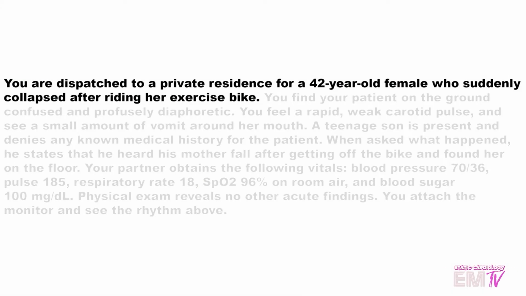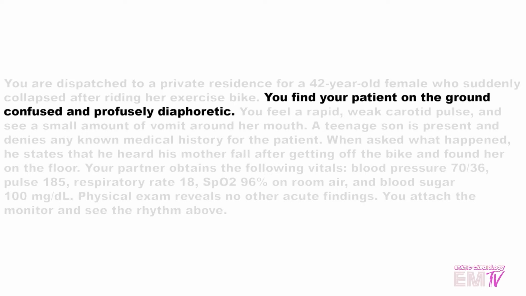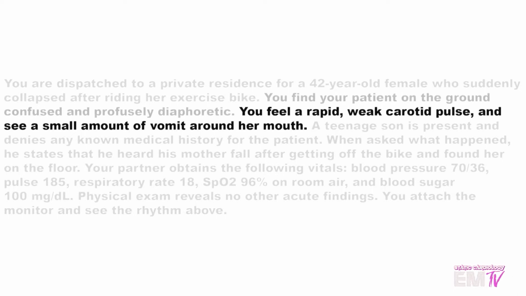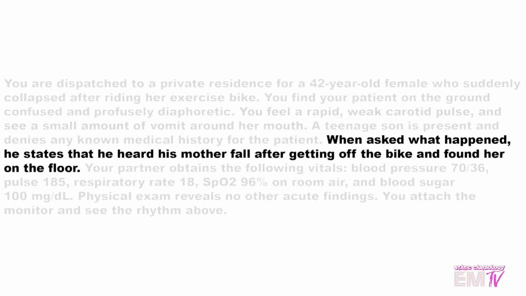So we're dispatched to a private residence for a 42-year-old female who suddenly collapsed after riding her exercise bike. You find the patient on the ground confused and profusely diaphoretic. You feel a rapid, weak, carotid pulse and see a small amount of vomit around her mouth. There's a teenage son there, and when asked what happened, he states that he heard his mother fall after getting off the bike and found her on the floor.